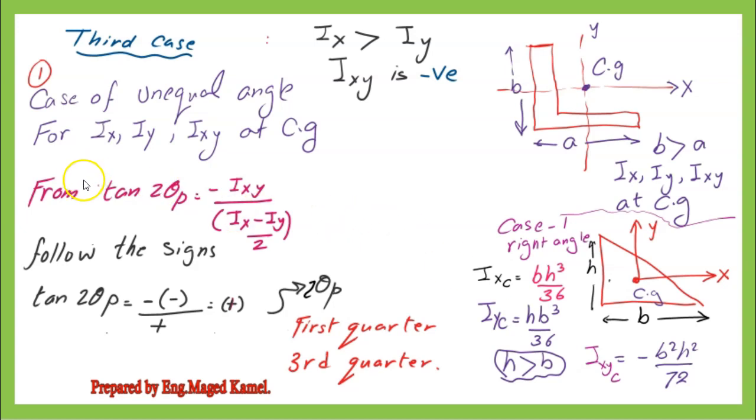For that case, if we apply the relation tan 2 theta equals minus Ixy divided by (Ix minus Iy) over 2, we have negative multiplied by negative, which is Ixy, divided by (Ix minus Iy) over 2, which is positive. The final sign is positive. The angle 2 theta b will be in the first quarter and third quarter.